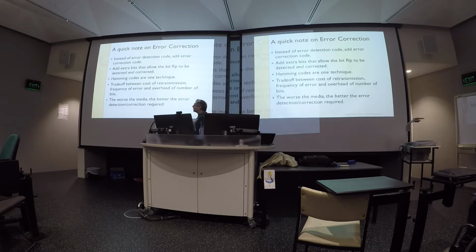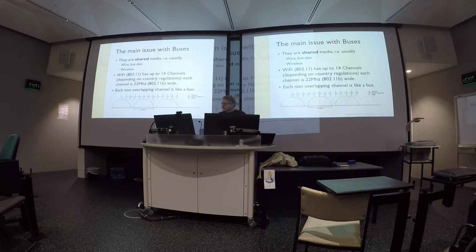Now, since I've talked about wireless in terms of error detection and correction a little bit, I just want to quickly describe wireless as a shared media, as a bus of sorts. 802.11 has up to 14 channels. This slightly depends on the country, although it's reasonably universal. Each channel is 22 megahertz wide. That's 802.11b. And the point is these 14 channels overlap.